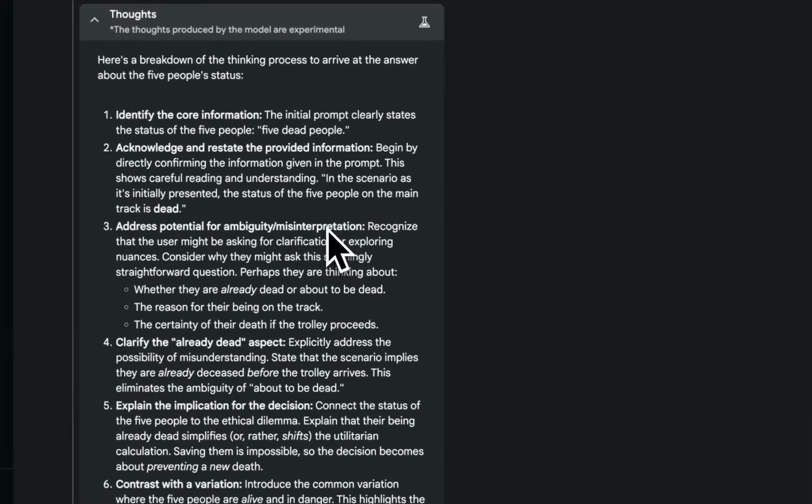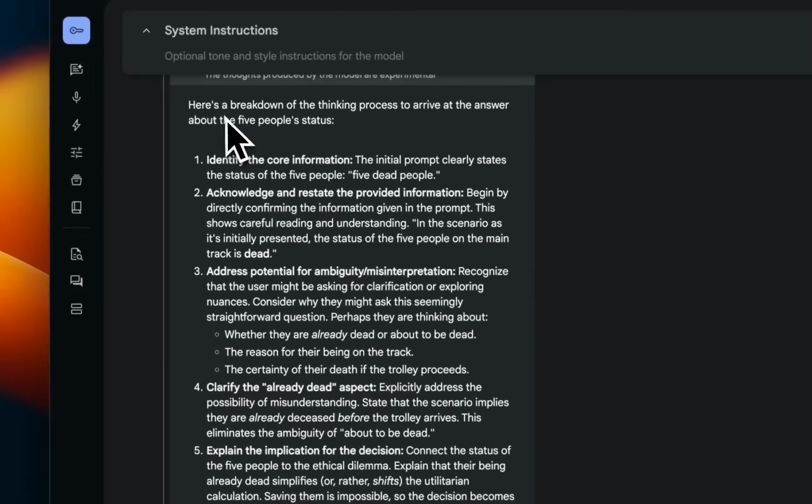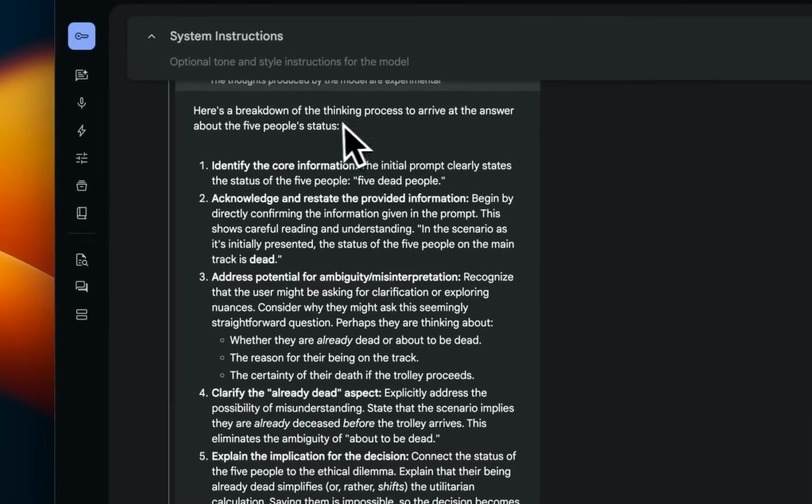But let's look at what the thought process now looks like. So it says, here's a breakdown of the thinking process to arrive at the answer about the 5 people's status. So identify the core information.